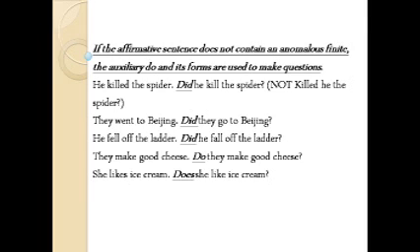Now, in order to form negative questions, the anomalous finites are used in this manner. He does not like it. Does he not like it? Or doesn't he like it? They do not eat meat. Do they not eat meat? Or don't they eat meat? She did not touch it. Did she not touch it? Didn't she touch it?